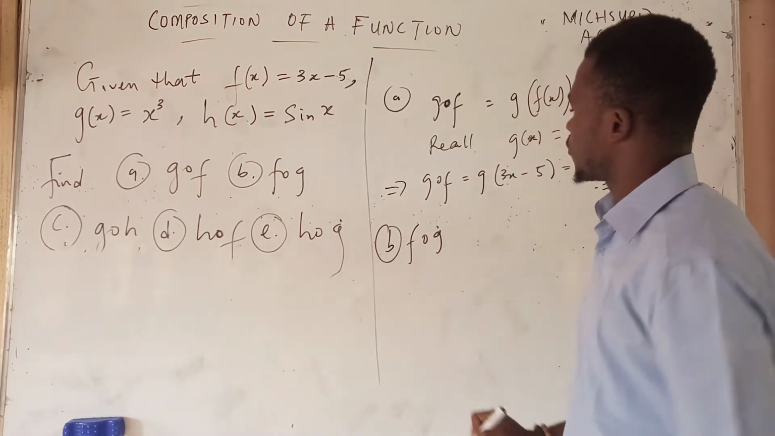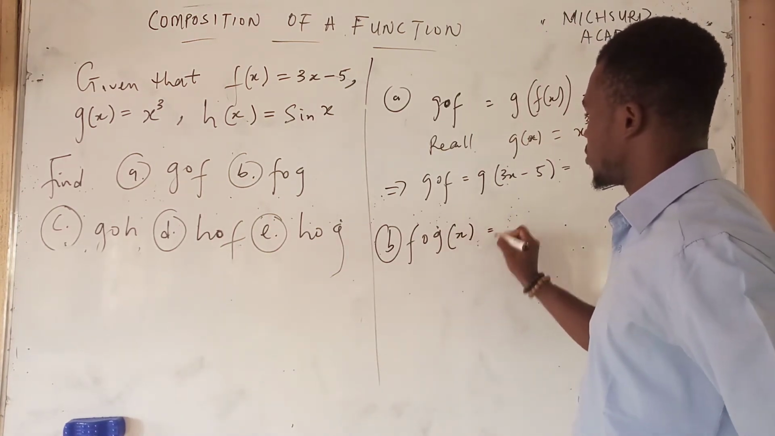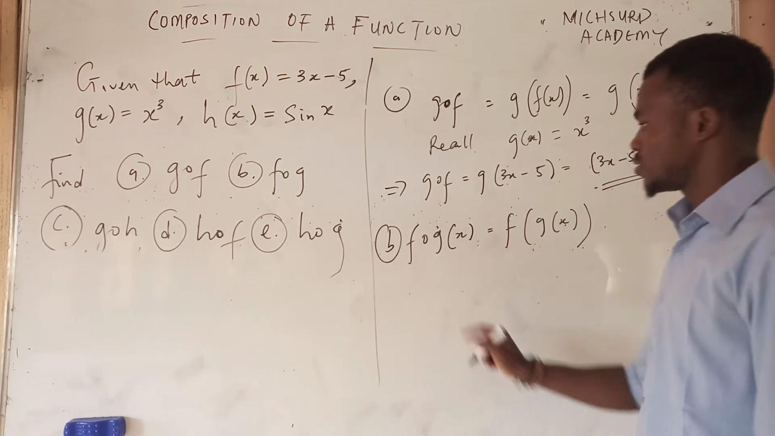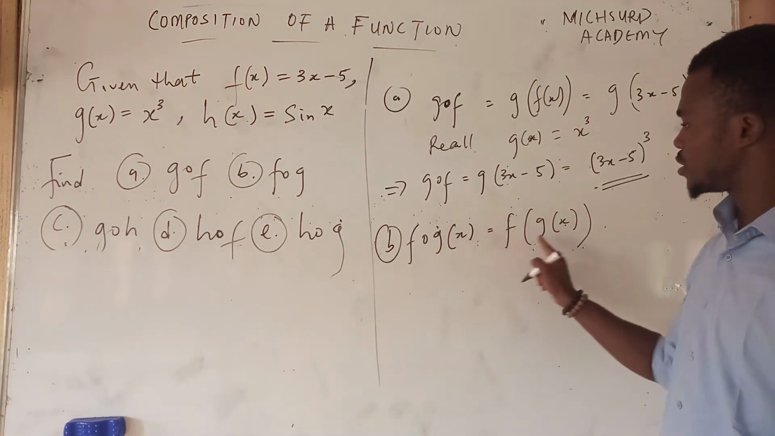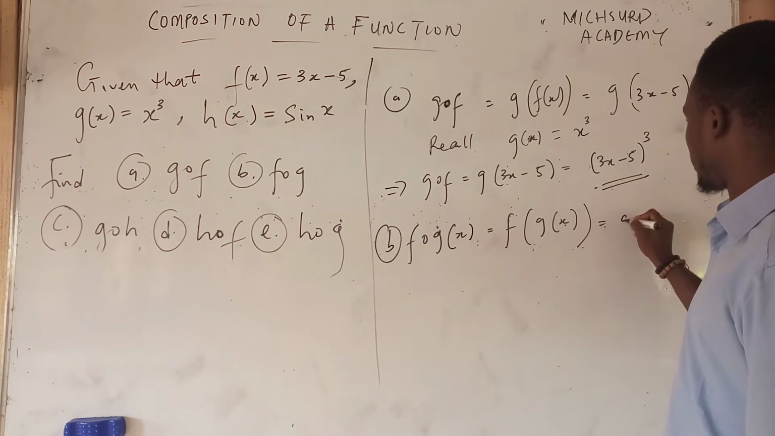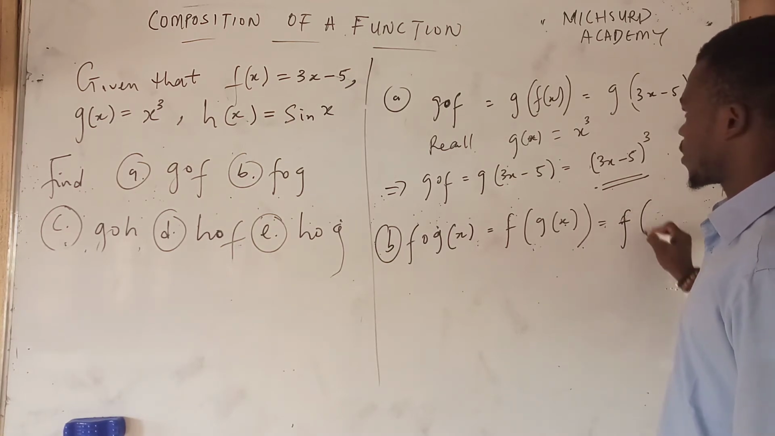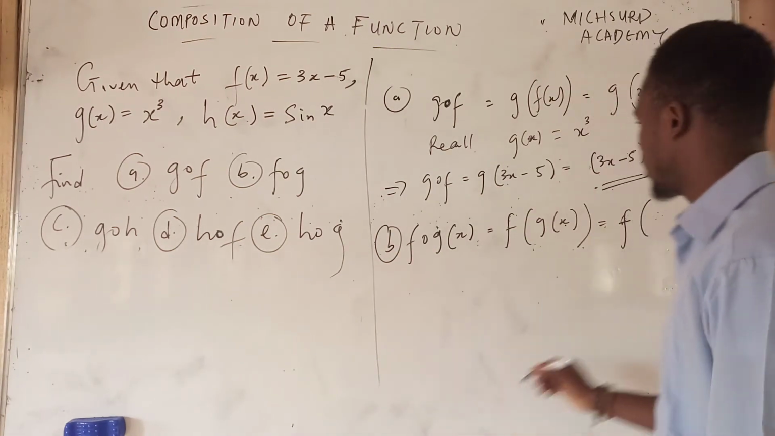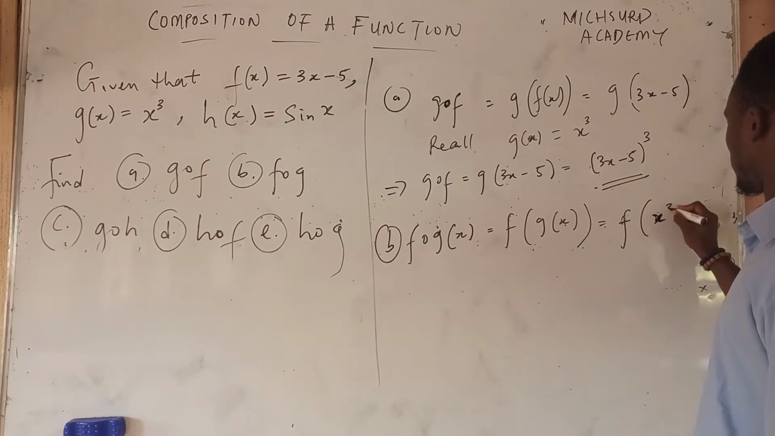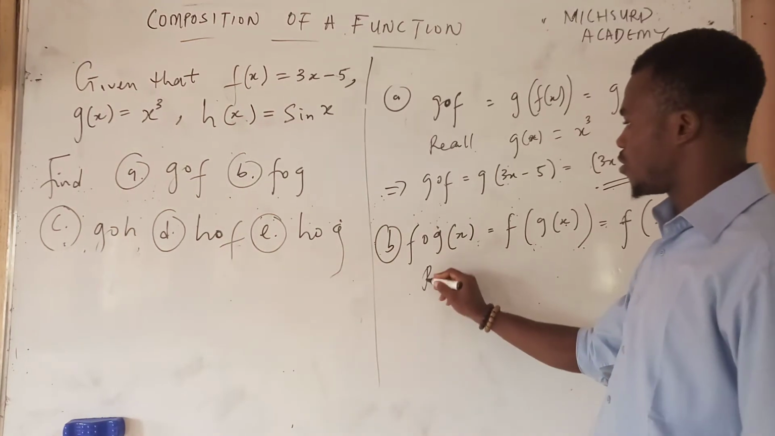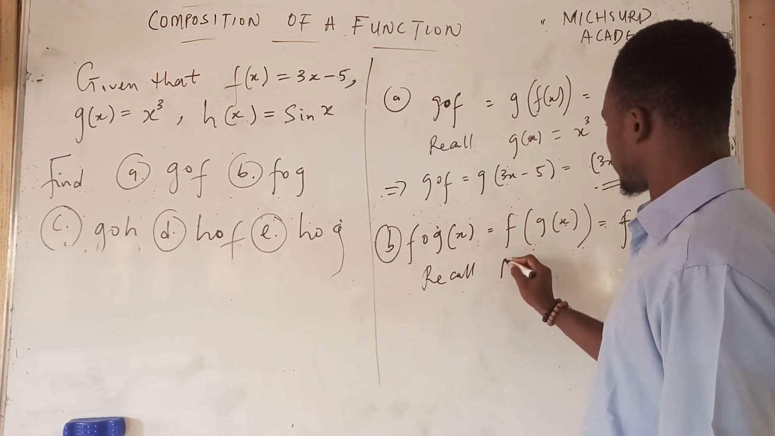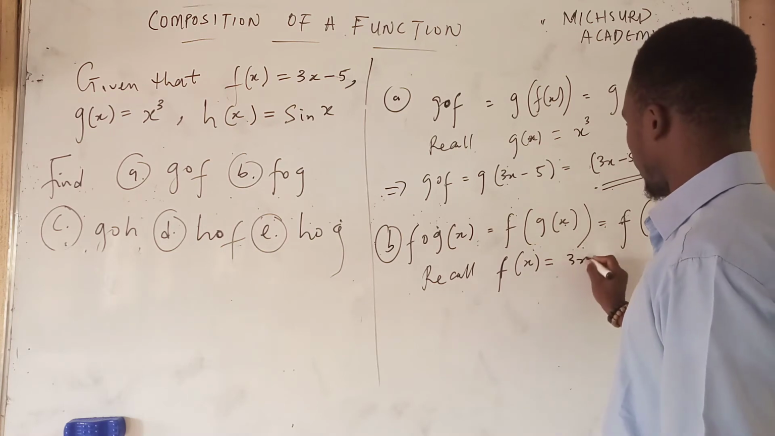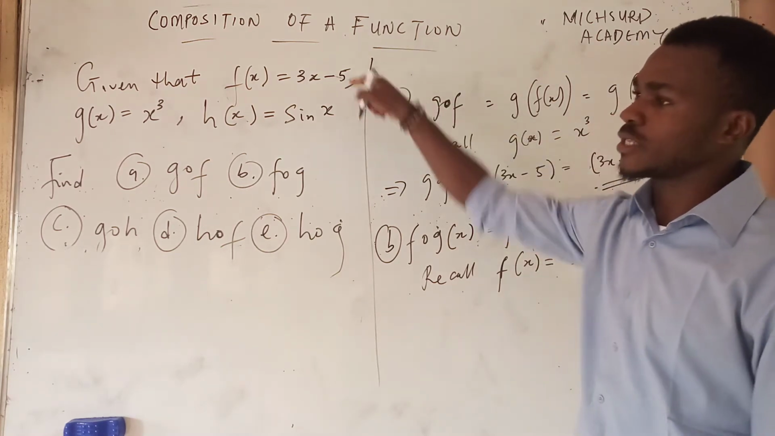Then the next one here we have is the f of g. Now for f of g, let's say f g of x will be equal to f of g of x. So we start with the first one, f, then we compose g of x into it. So we can write this as f of x raised to the power 3. Now, I recall that my f of x is given as 3x minus 5 from the question.